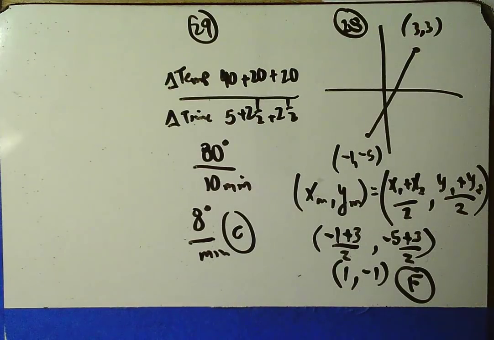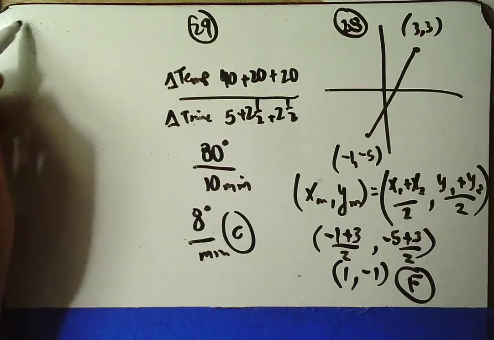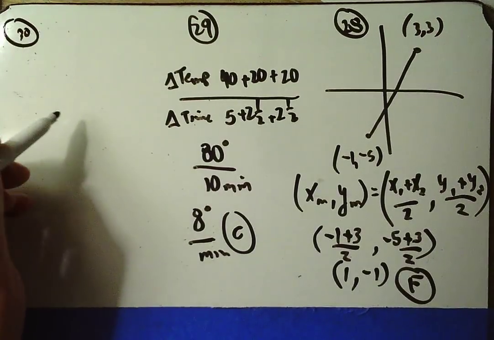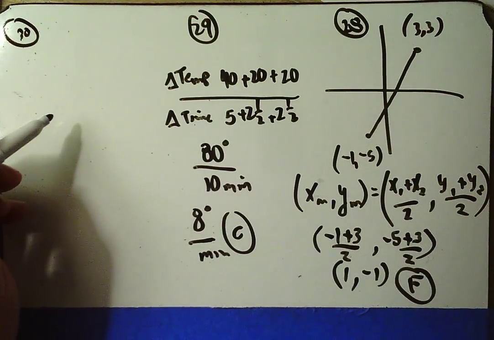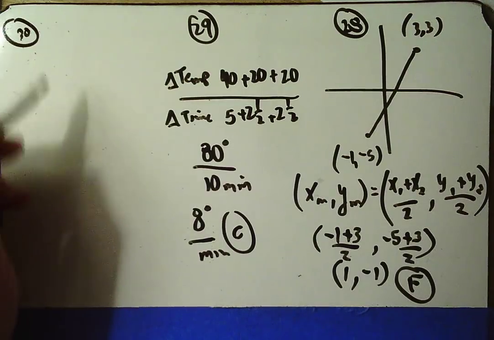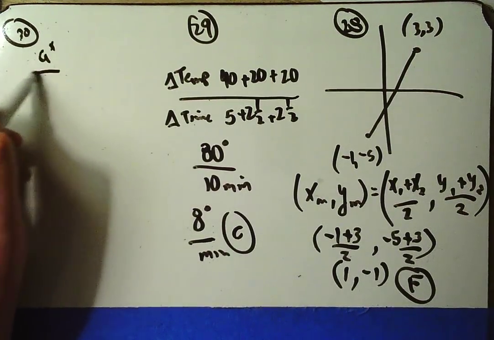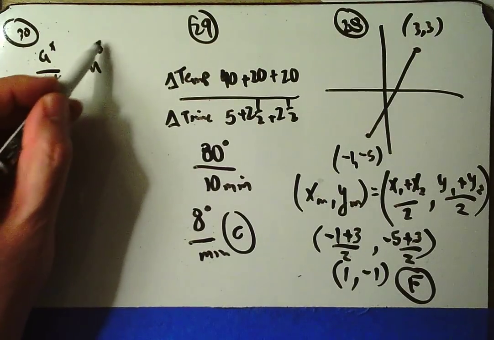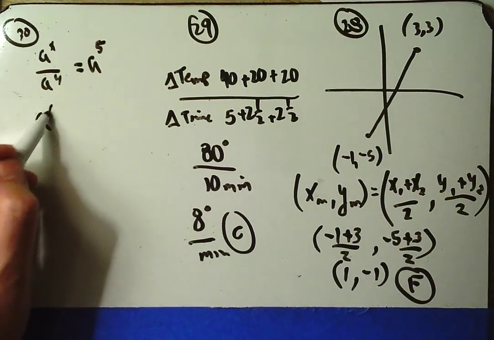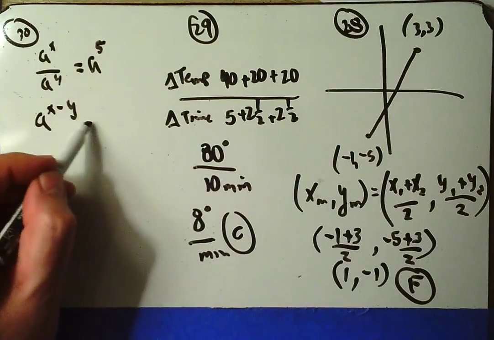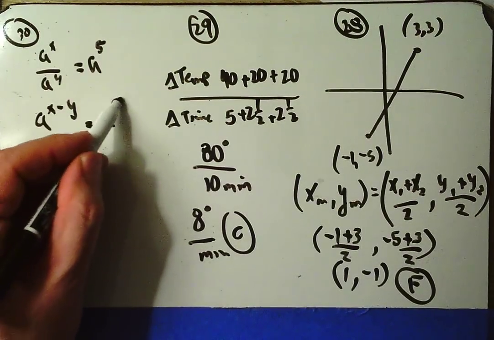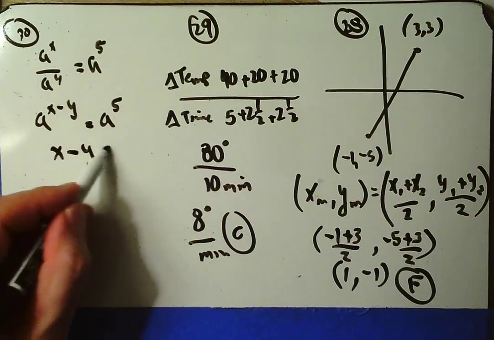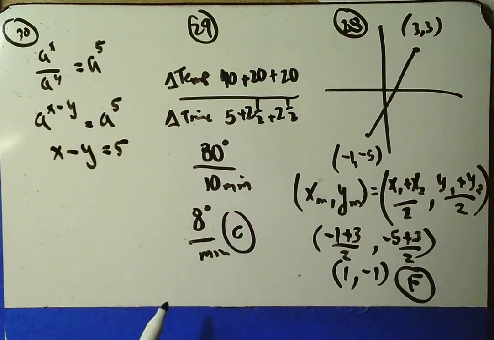Okay, 30. 30 says if a to the x over a to the y equals a to the 5, we know that's the same as x minus y is 5. Okay, so the difference between two numbers is 5.